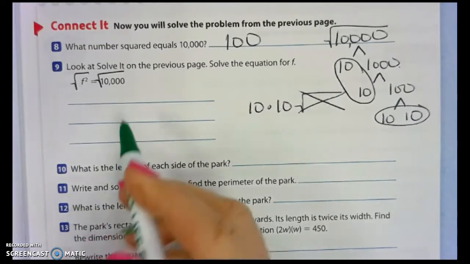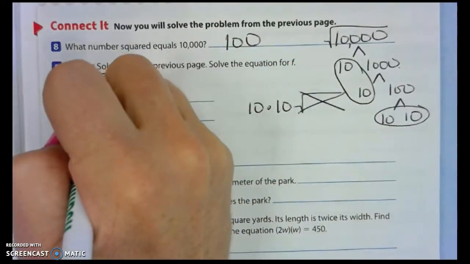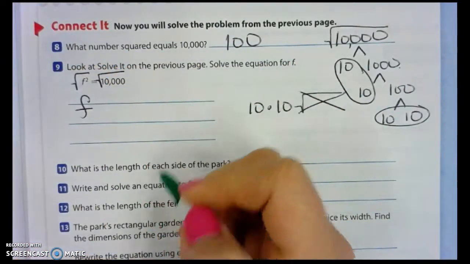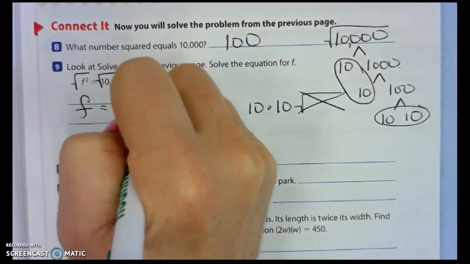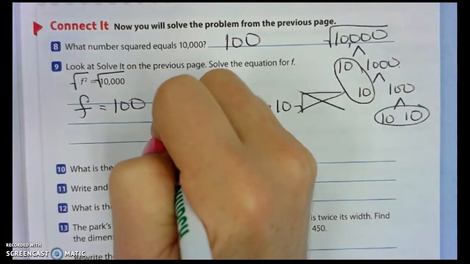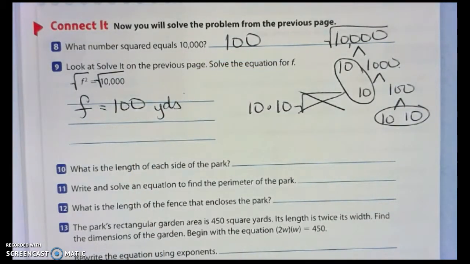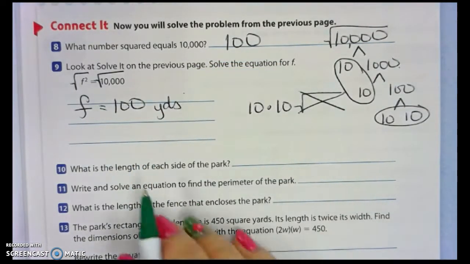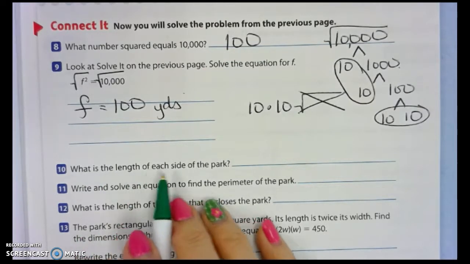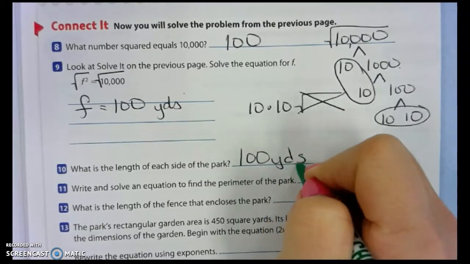Now, we've already said that 100 squared is 10,000. So F, or a single side, is equal to 100. And this is yards. Single yards, not squared anymore. So number 10 says, what is the length of each side of the park? Well, the length is 100 yards.